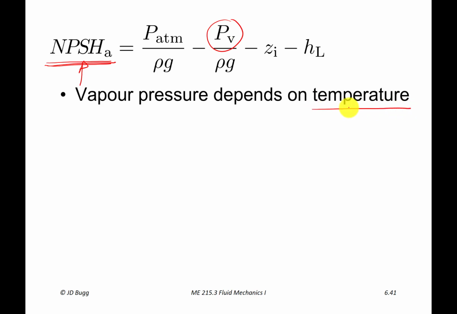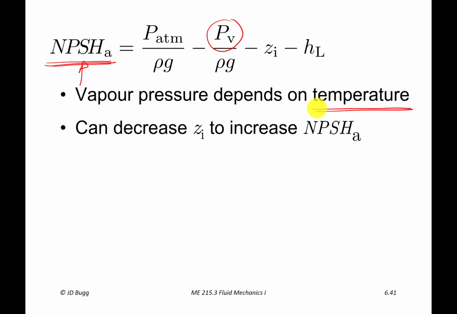So the higher the temperature is, the higher the vapor pressure will be, and therefore the lower the net positive suction head will be. So pumping cooler fluids is safer than pumping hotter fluids, because hotter fluids are going to boil more easily, essentially. So low temperature is better than high temperature. The second thing we see here is the elevation of the inlet of the pump. Anything we can do to decrease this will increase NPSHA. So we want this to be as small as possible.